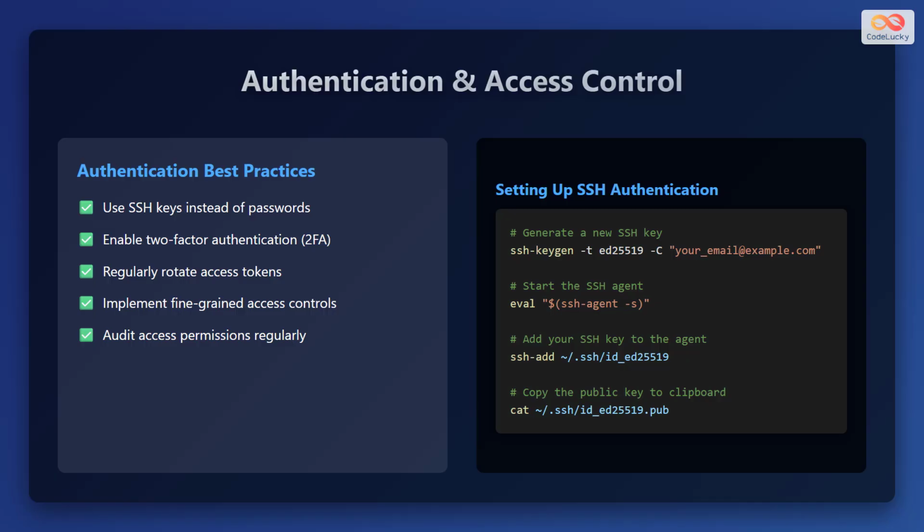Here's an example of how to set up SSH authentication. First, generate a new SSH key using the command ssh-keygen -t ed25519 -C, followed by your email address. Next, start the SSH agent with the command eval "$(ssh-agent -s)". Then, add your SSH key to the agent using the command ssh-add, followed by the path to your SSH key file. Finally, copy the public key to your clipboard using the command cat, followed by the path to your public key file.